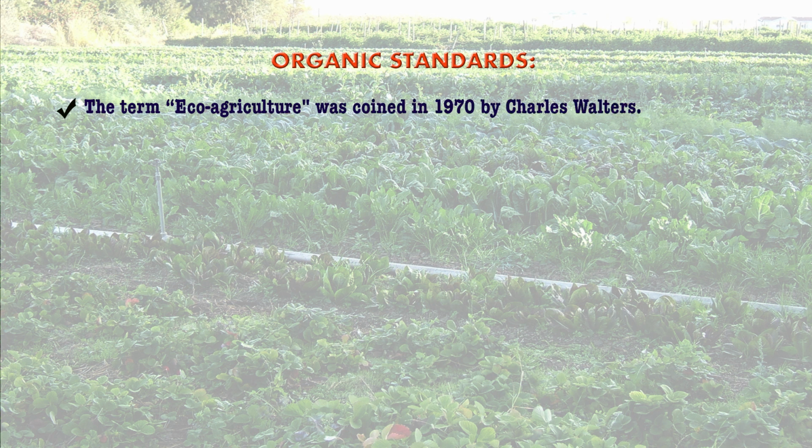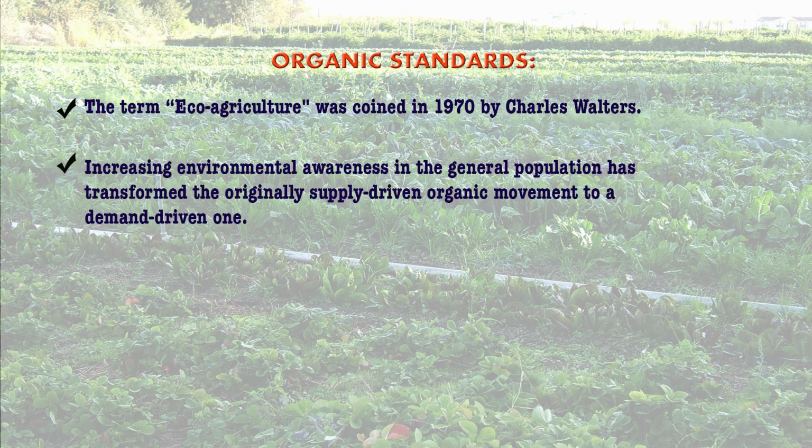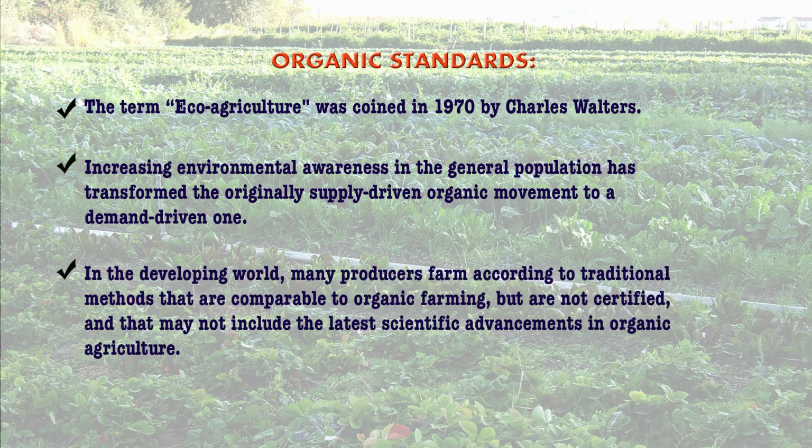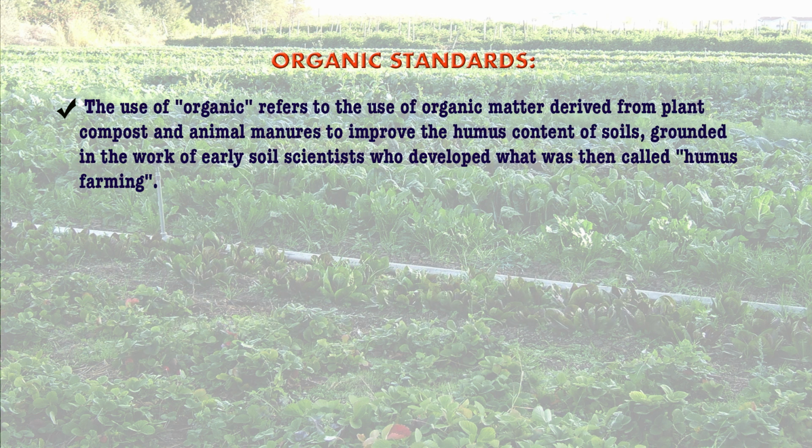The term eco-agriculture was coined in 1970 by Charles Walters, and increasing environmental awareness in the general population has transformed the originally supply-driven organic movement to a demand-driven one. Now in the developing world, many producers farm according to traditional methods that are comparable to organic farming, but these are not certified, and may not include the latest scientific advancements made in the organic agriculture field. The use of organic refers to the use of organic matter derived from plant compost. It can also include animal manure to improve the humus content of the soils.